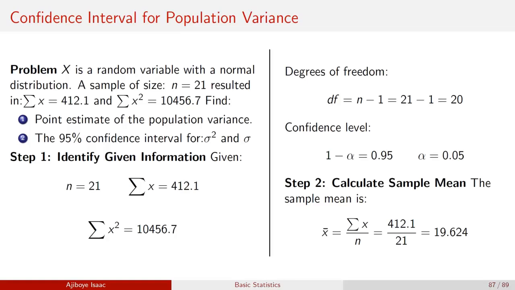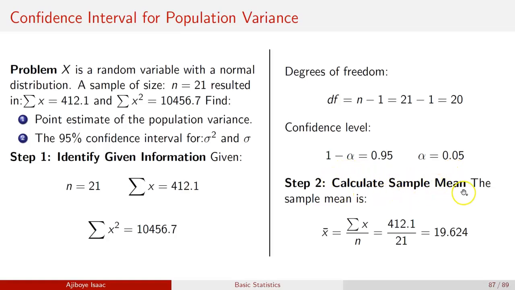So the first thing to do is to list what has been given in the problem, and we have the sample size, the sum of all the values in the sample, and the sum of the squares of the samples is also given in the question. So the degree of freedom therefore would be the sample size minus 1, which is 20. Then from the question we're given the confidence level as 95%. So therefore we can compute our significance level alpha to be 0.05.